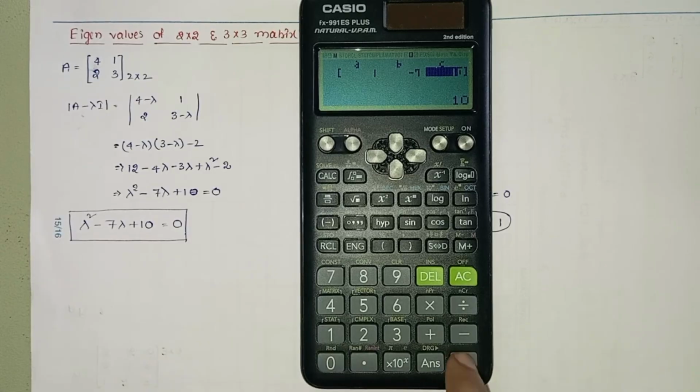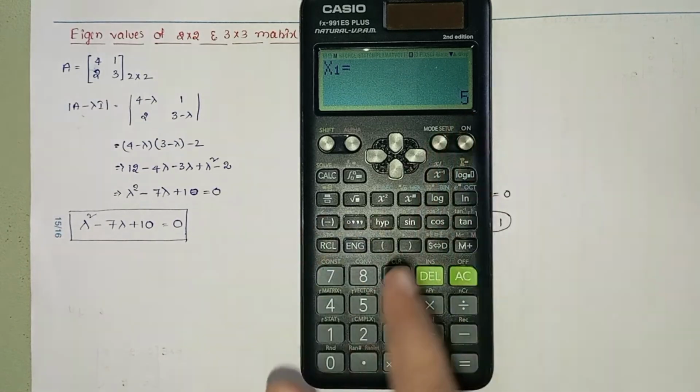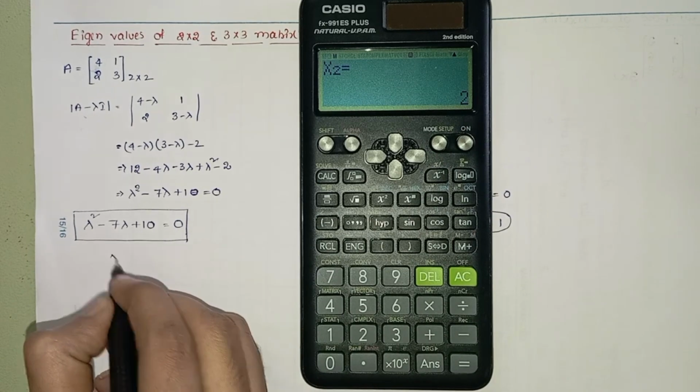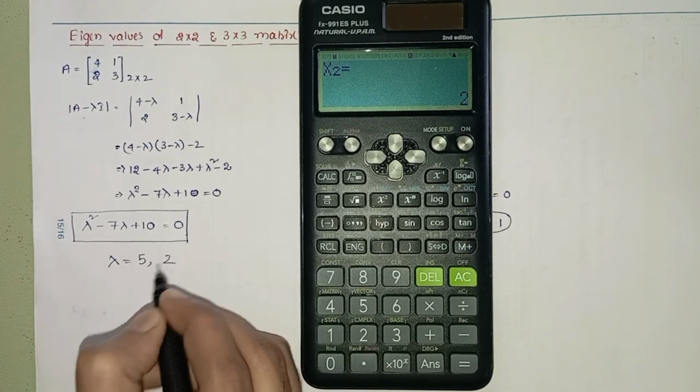After clicking equal, we will get the eigenvalues. First value is 5, second value is 2, therefore the eigenvalues are 5, 2.